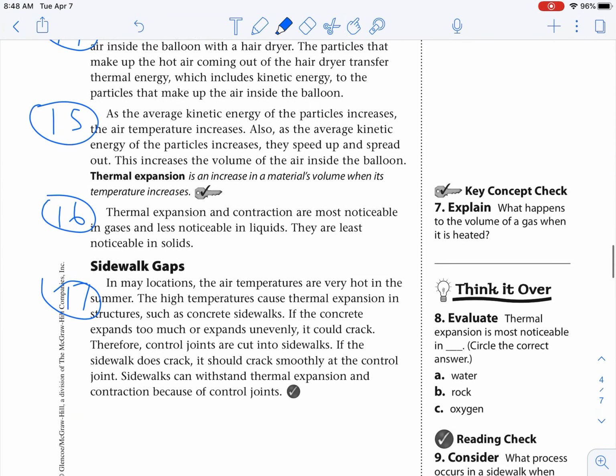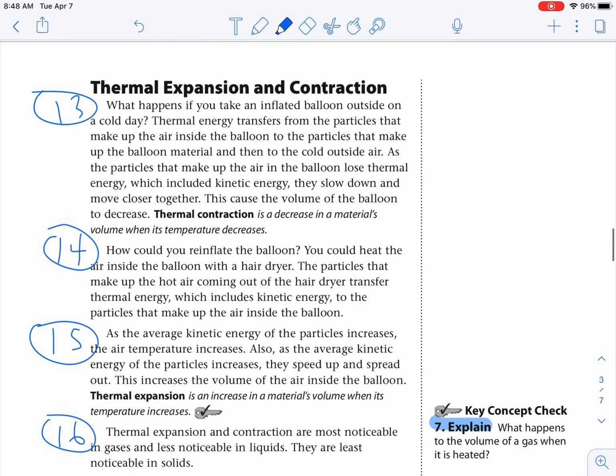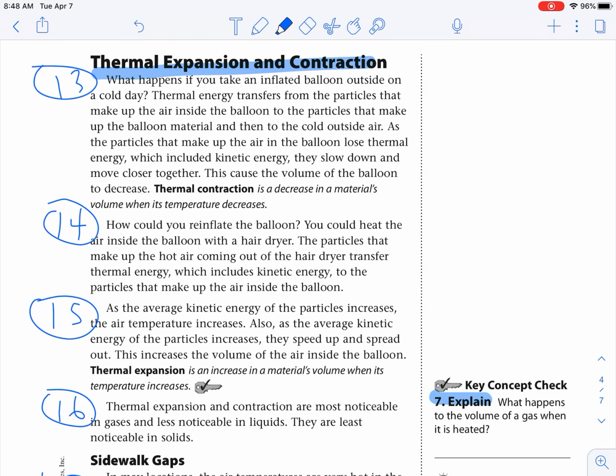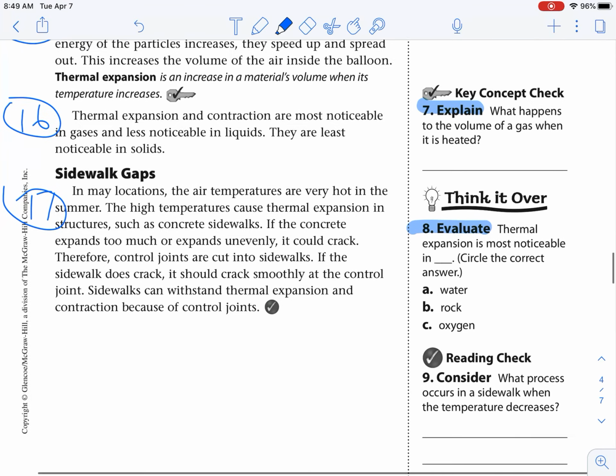The last questions here are numbers 7 and 8. It says, explain what happens to the volume of a gas when it's heated. You want to read about thermal expansion and contraction to help you answer number 7. Number 8 says, think it over, evaluate. Thermal expansion is most noticeable in what? You're thinking about what type of matter is going to expand the most when it's heated up. Is it going to be a liquid, a solid, or a gas?